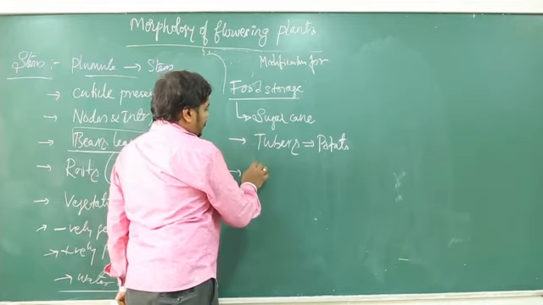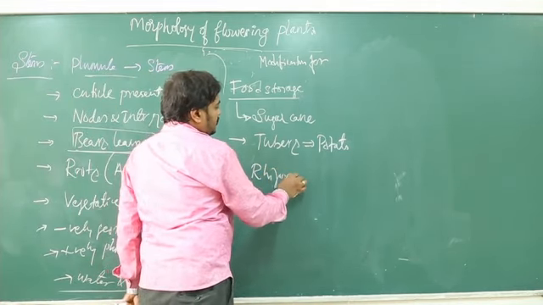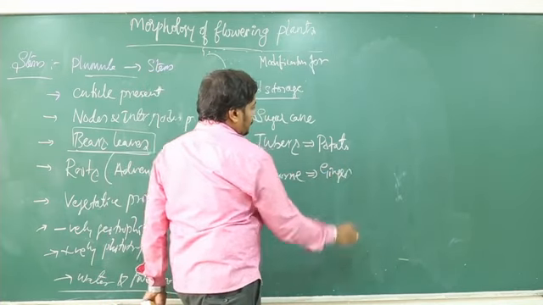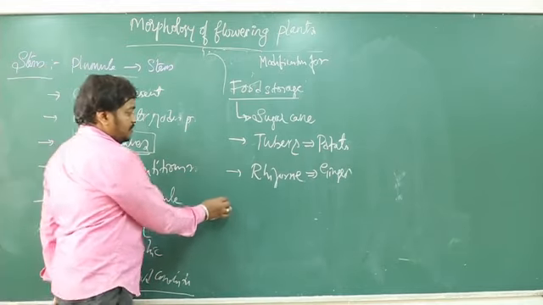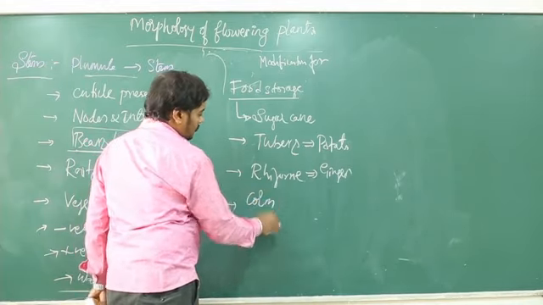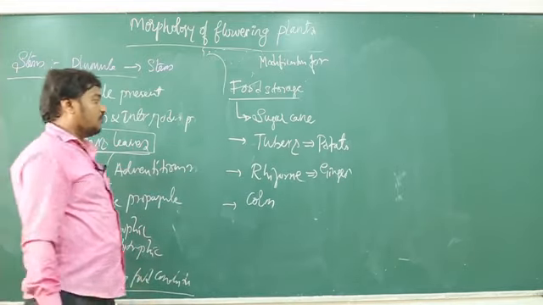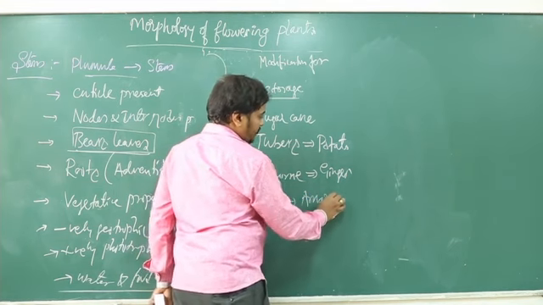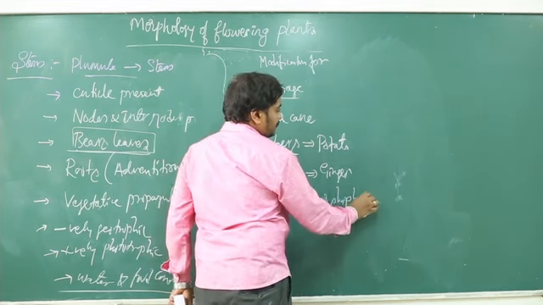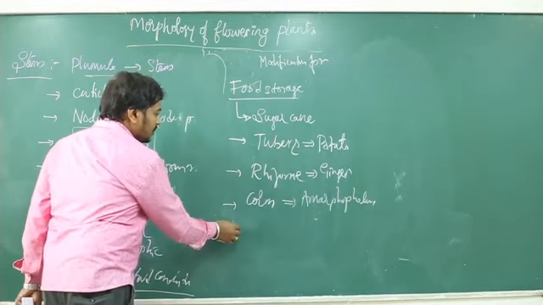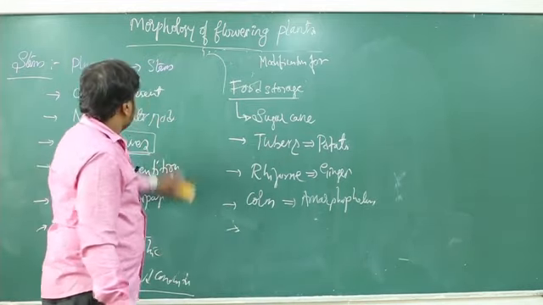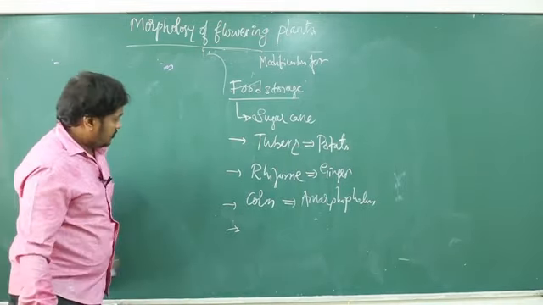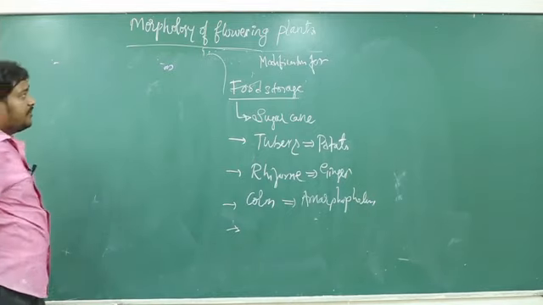Apart from that, there is a modification called rhizome, for example ginger. This is an adventitiously growing stem. Then corm, a huge stem which stores the food, for example amorphophallus. So these are certain modifications in the stem which are meant for food storage.